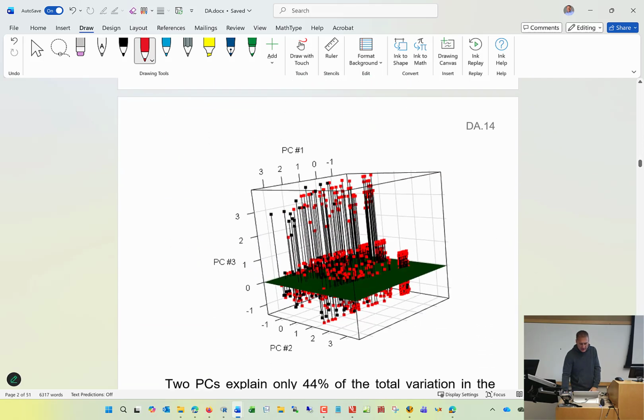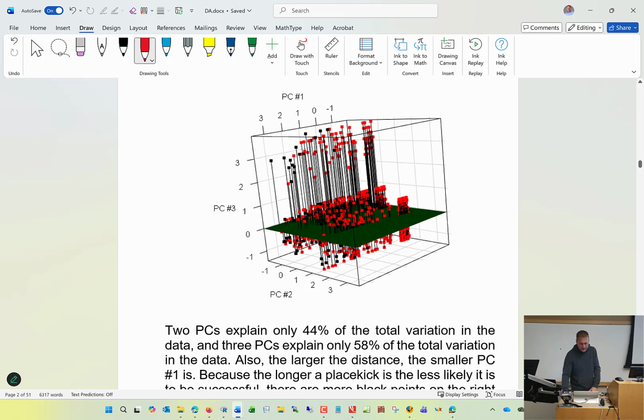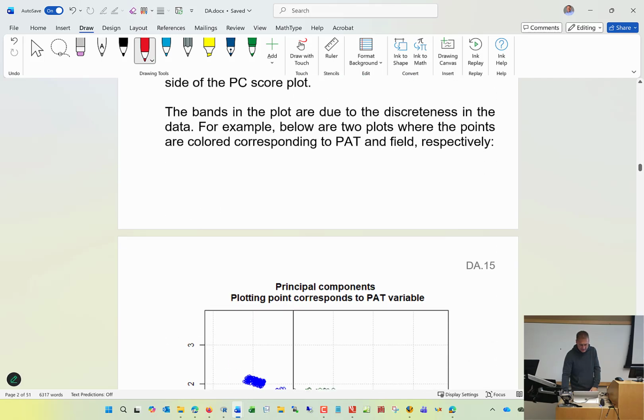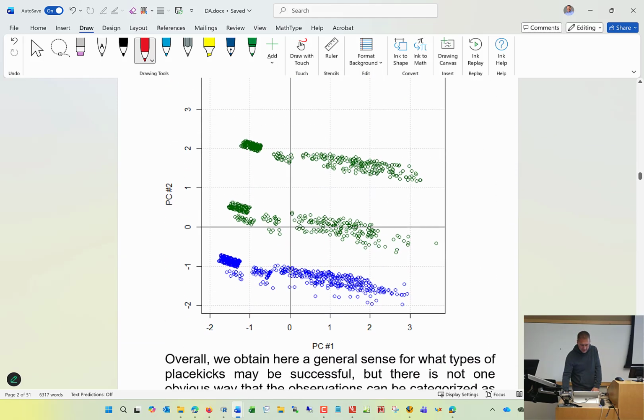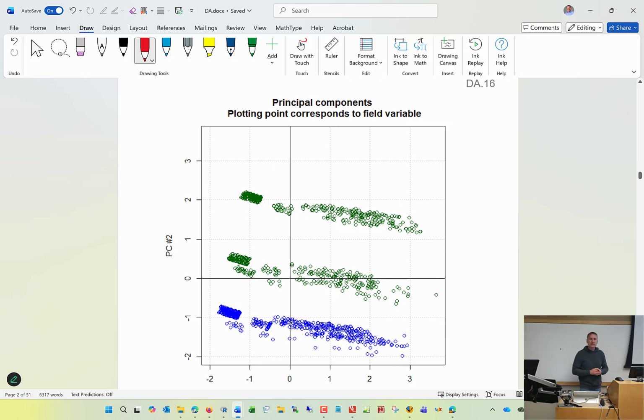And here's also a 3D plot as well, just to help you understand the banding. So I colored the points corresponding to if it was a PAT, which is blue, or if it was a field goal, which is green. You can see the effect of that. You can also see the effect of the field variable as well.